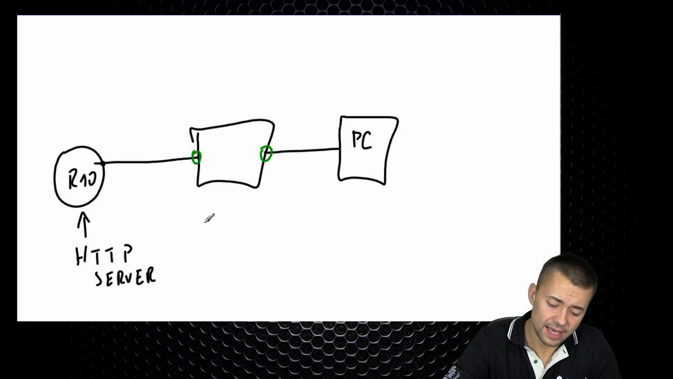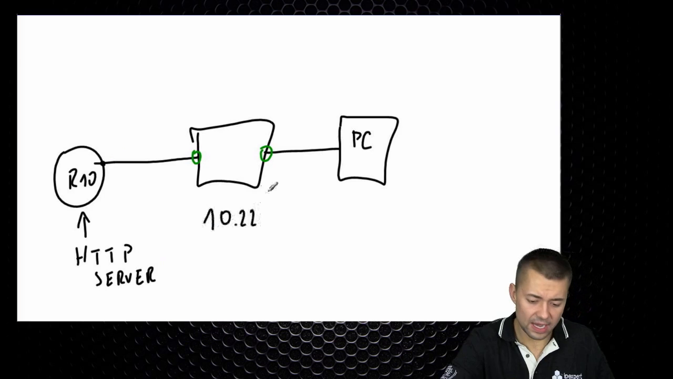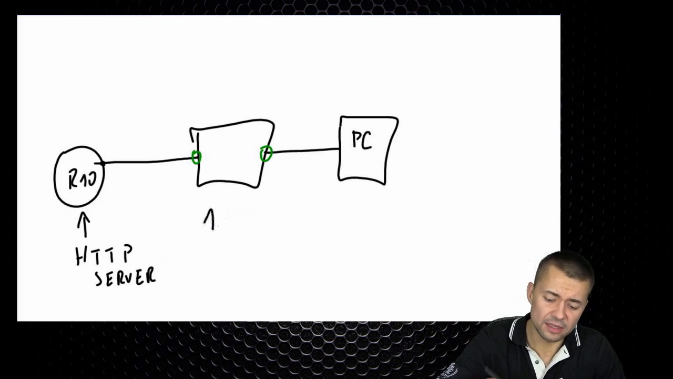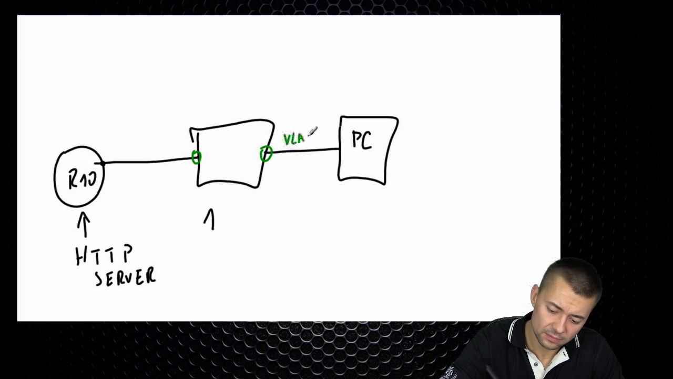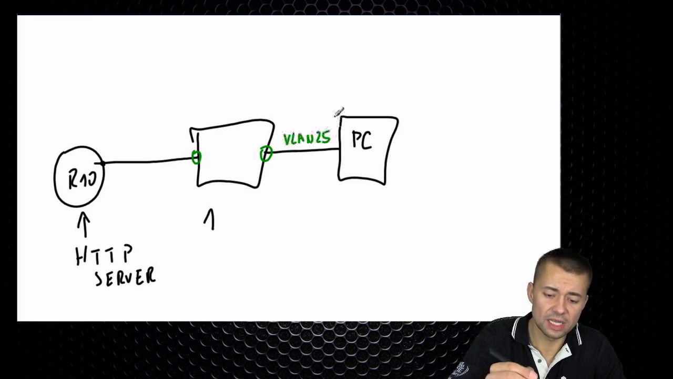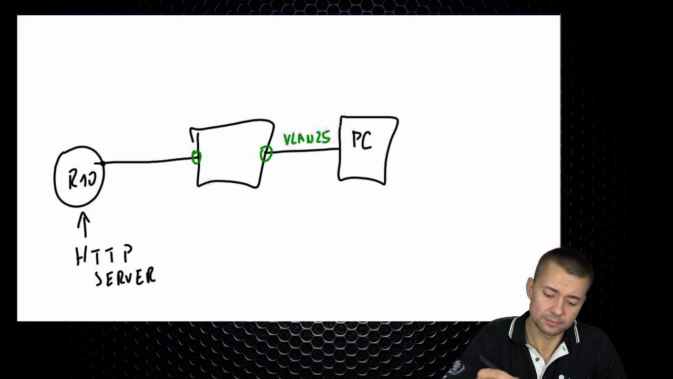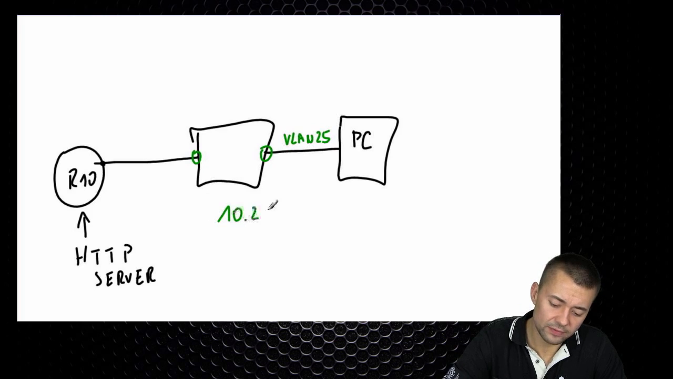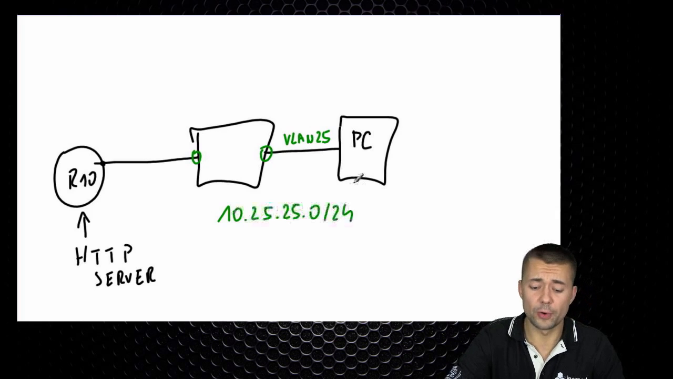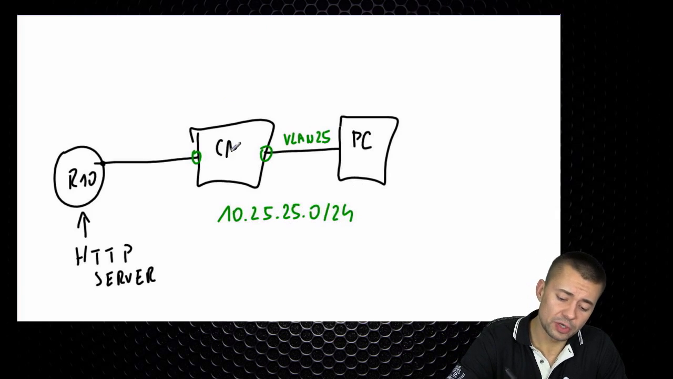This is going to be VLAN 25, the green one, and the subnet I'm using here is 10.25.25.0/24, versus our AAA server, which is going to be located in a different VLAN.